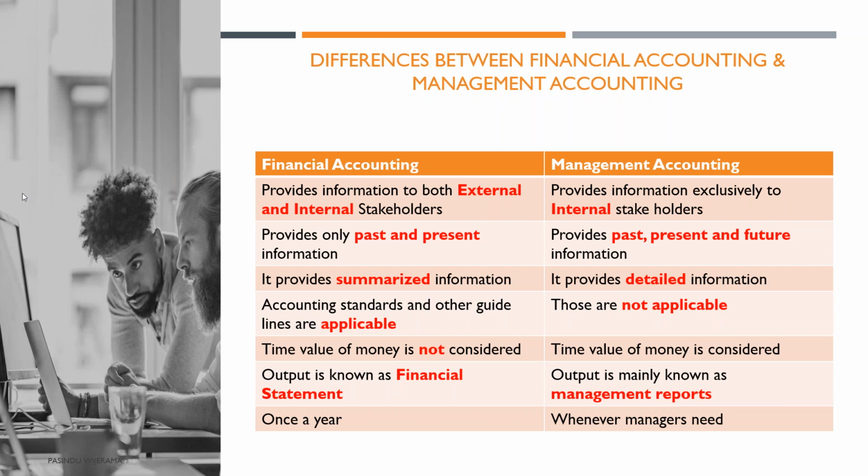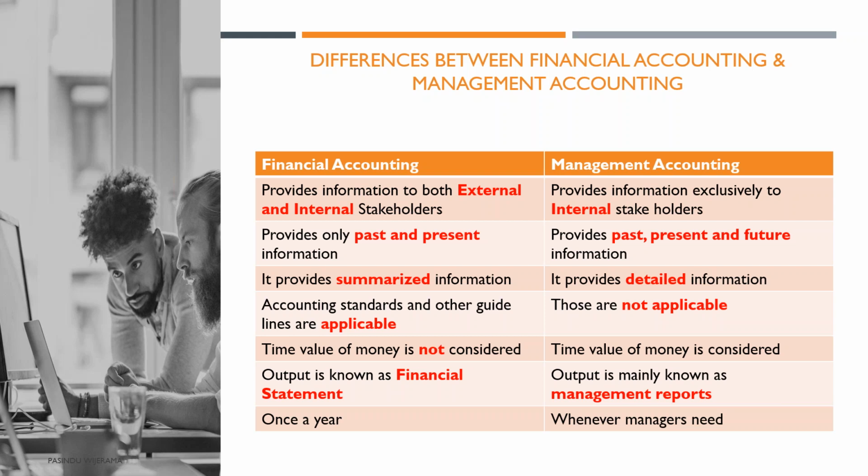What were the differences between the financial accounting and the management accounting? Financial accounting provides the information for both external and internal stakeholders, but the management accounting provides the information exclusively for the internal stakeholders. Financial accounting provides information only on the past and the present, whereas the management accounting provides past, present as well as future information.